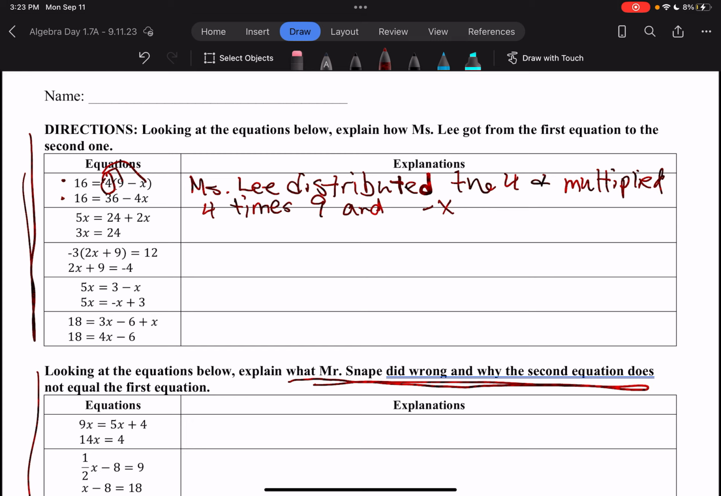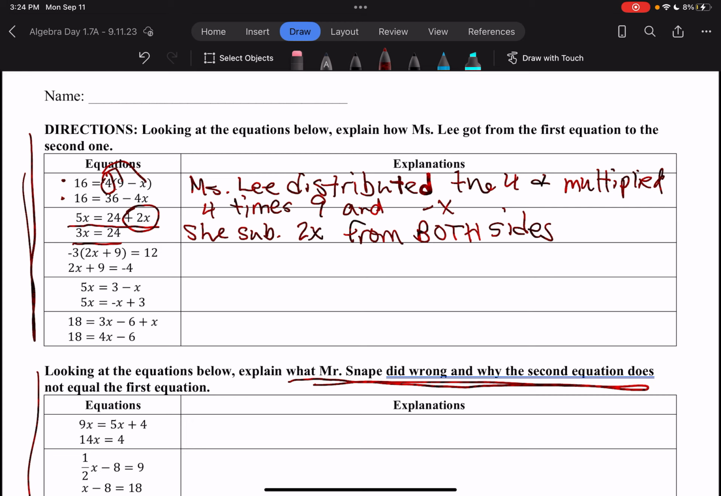All right, I'll do one more, and then you can do the next ones by yourself. In some cases, you might say that Miss Lee did 2 steps as well, so just as a heads up. So in this one, I went from 5x equals 24 plus 2x to 3x equals 24. Well, in order to do that, I moved this 2x to the other side by subtracting it. So she subtracted 2x from both sides. Key point there, right? We have to do it to both sides in order for it to be a legal move.